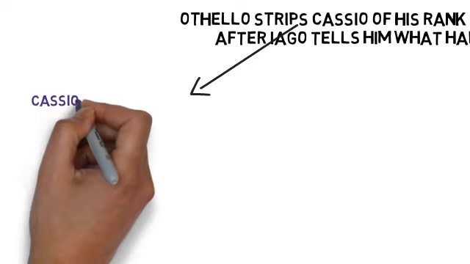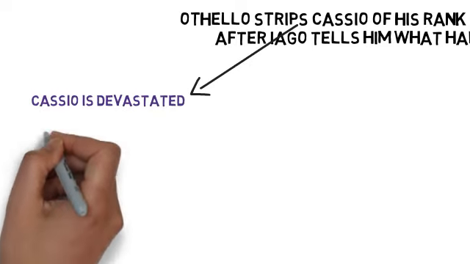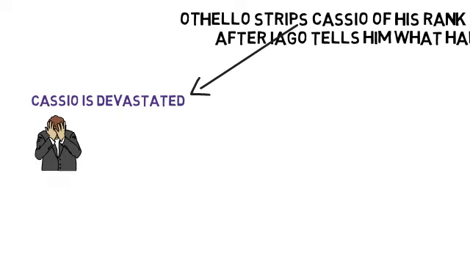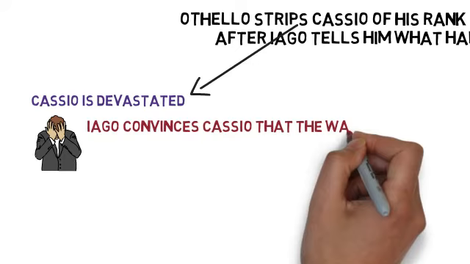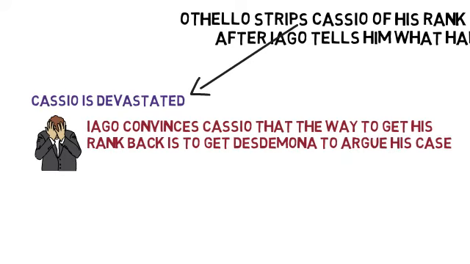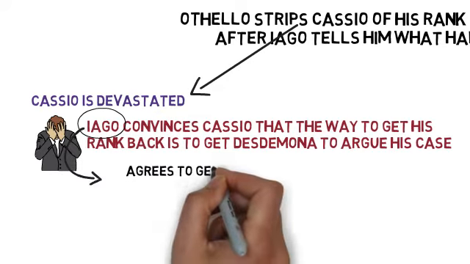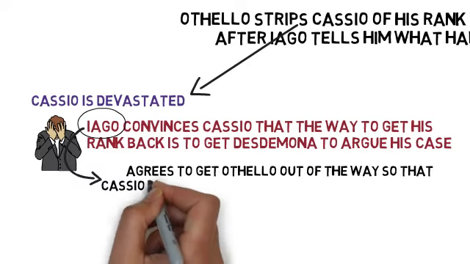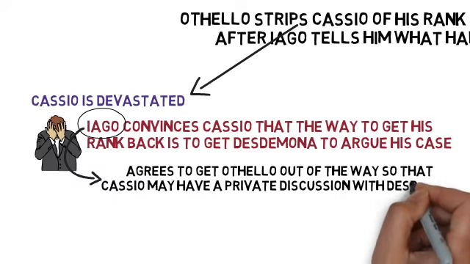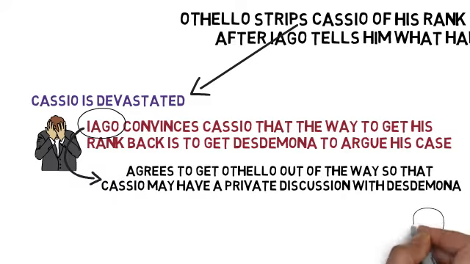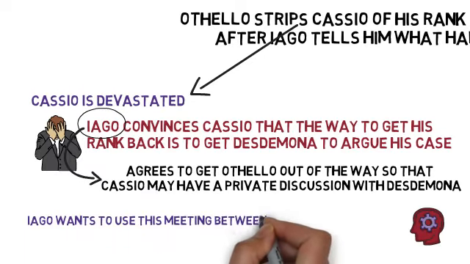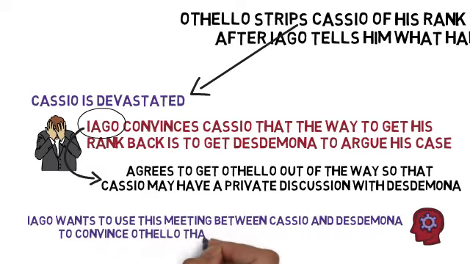Cassio's devastated by what has happened. Iago, pretending to be a friend, convinces Cassio that the way to get his rank back is to get Desdemona to argue his case. He agrees to get Othello out of the way so that Cassio may have a private discussion with Desdemona. Of course, Iago wants to use this meeting between Cassio and Desdemona to convince Othello that those two are having an affair.